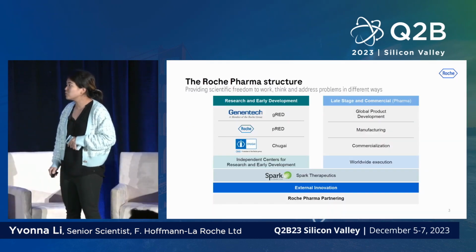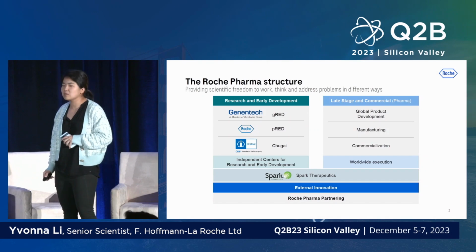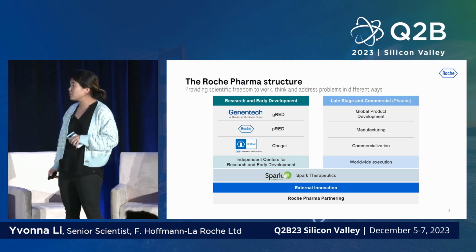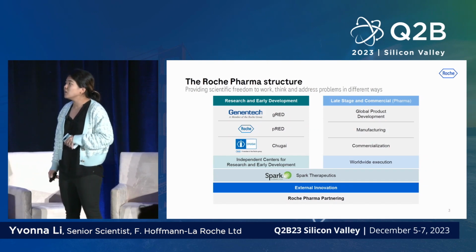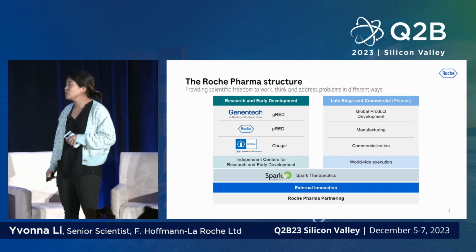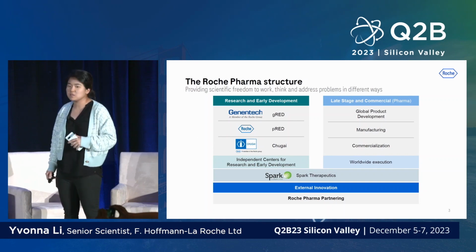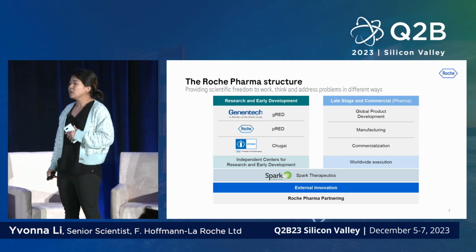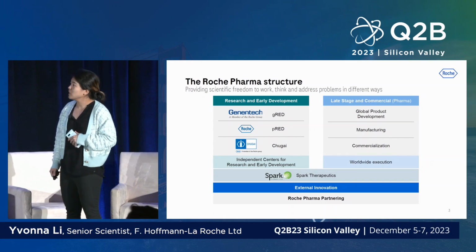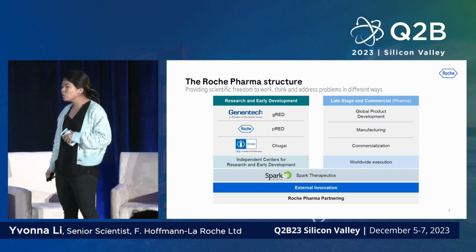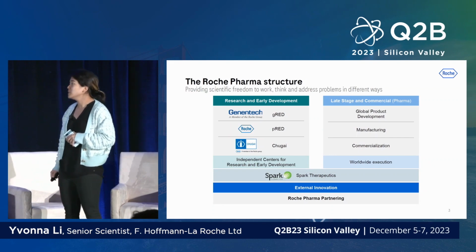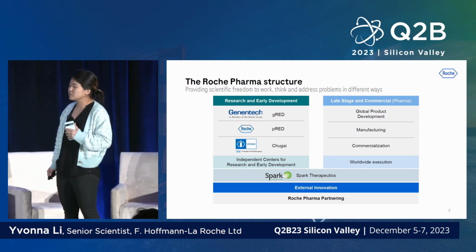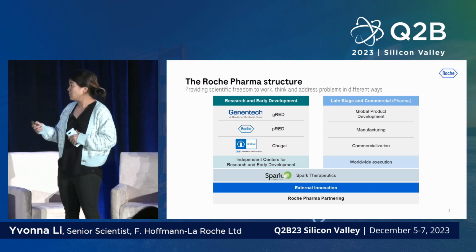So without further ado, here is the schematic of how Roche Pharma is structured. We have 3 independent R&D research and early development units. PRED is one of them. We're based in Basel. The other 2 are based in San Francisco, very close by, and 1 in Tokyo. So the 3 of us share one global function for late stage and commercialization. And by late stage, we mean clinical development.